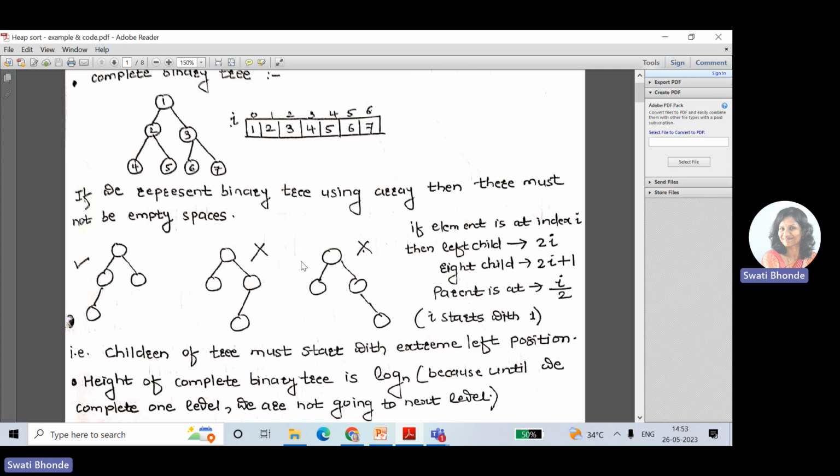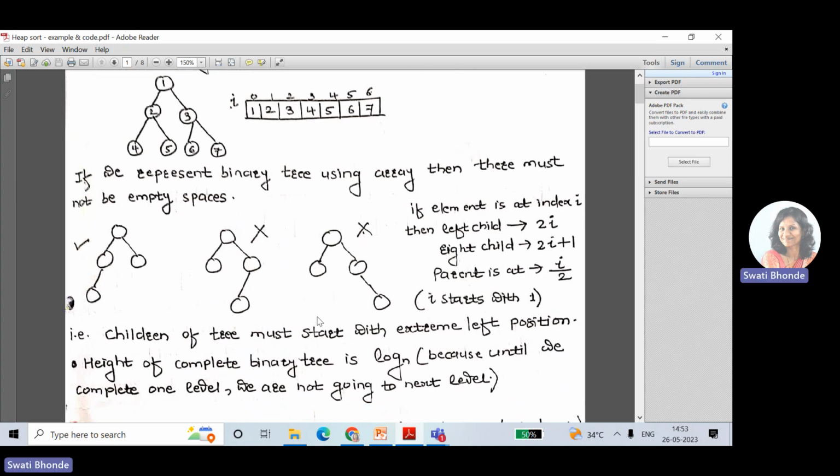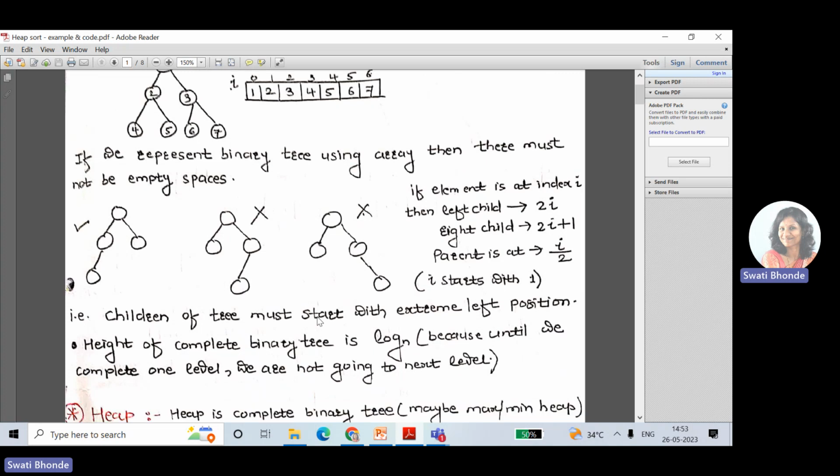So we need to remember about heap tree that in heap tree, filling of nodes always happens from the leftmost position. Now, the height of the tree is log n, because unless we fill nodes in one level, we won't be able to move to the next level. So that's why the height of this complete binary tree is log n.